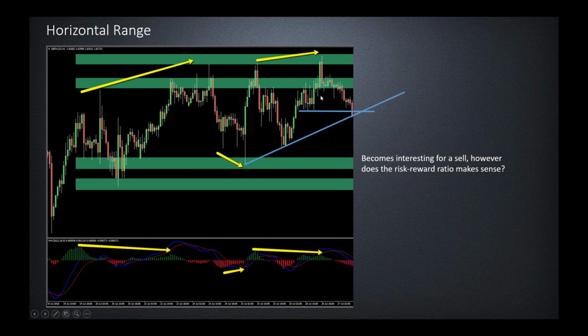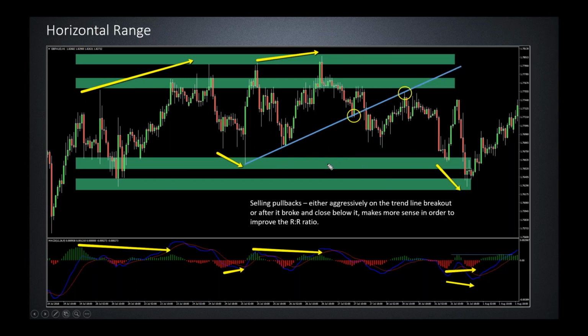Okay? Tricky example, but interesting one in my opinion. And this is exactly what you got. Here we go. You got the pullback towards the zone and you got the breakout below the zone. So either or, in my opinion, would make a lot of sense, but definitely not selling immediately right here with protection above that zone. That would not make a lot of sense. Okay.